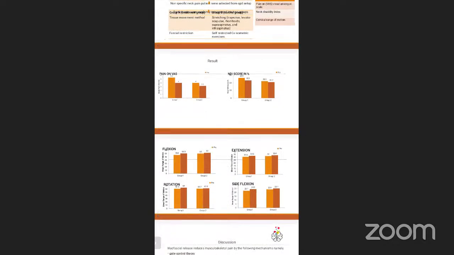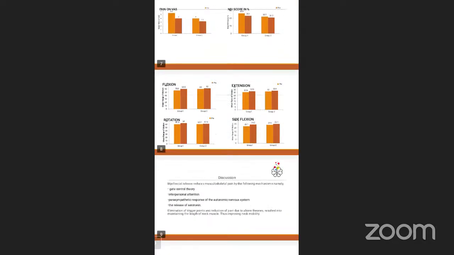The result obtained for pain on VAS was that there is a difference between group A and group B. As we can see, there are pre and post values. For the neck disability index, there was also a comparison, and we can see that there is a decrease in the score of the neck disability index in group A, those who received the treatment. These are the cervical ranges, where we could see that the flexion and extension ranges were improved outcome measures.